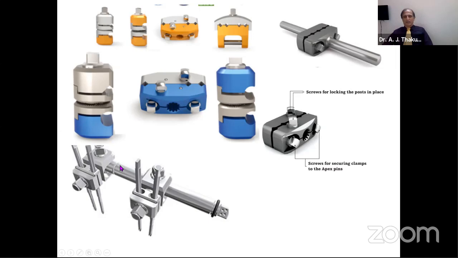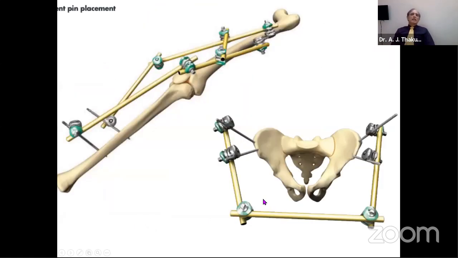And then this is for bone transport. There is a sleeve on the top of this, and there's a nut, so the bone transport can take place with the help of these screws. So several new things have come up. The third element is the rod. You can see the pins are held with these clamps, and all three clamps are attached with the rod. Yellow rod.